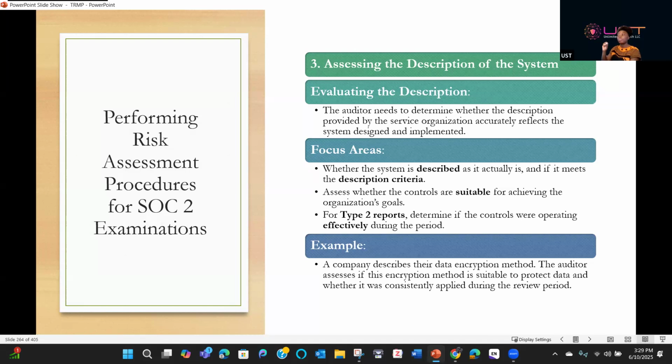And in the case of a type 2 report, you want to determine if the controls were operating effectively during that period, over a period of time, right? So a company describes their data encryption method. The auditor assesses if this encryption method is suitable to protect data and whether it was consistently applied during the review period.